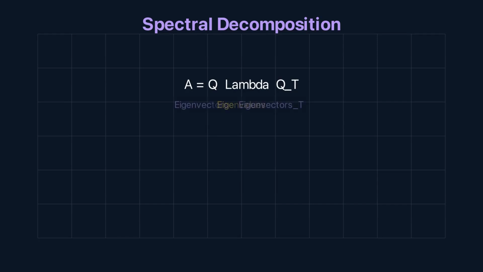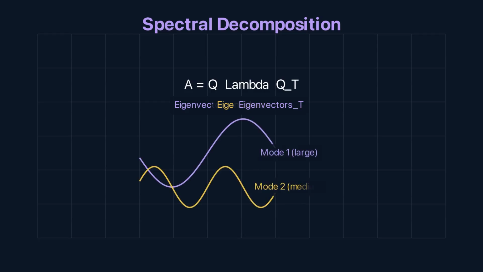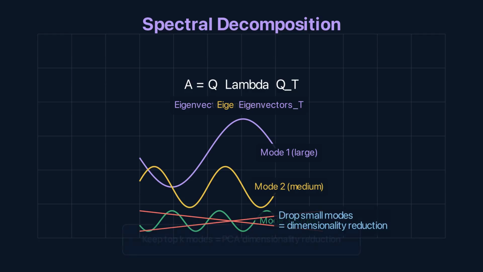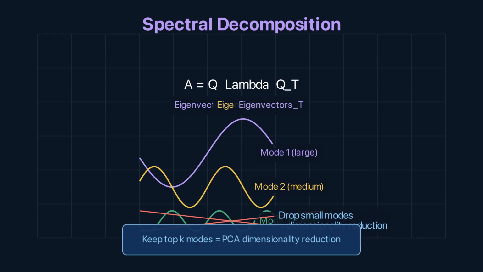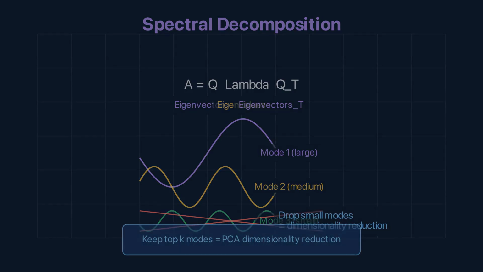Any symmetric matrix can be rebuilt from its eigenvectors and eigenvalues. Stack the eigenvectors as columns, multiply by a diagonal matrix of eigenvalues, multiply by the eigenvectors transposed. This is spectral decomposition. Drop the small eigenvalues, and you get an approximation. The top k components capture most of the structure. This is exactly what PCA does. Keep the top 50 eigenvectors, discard the rest.